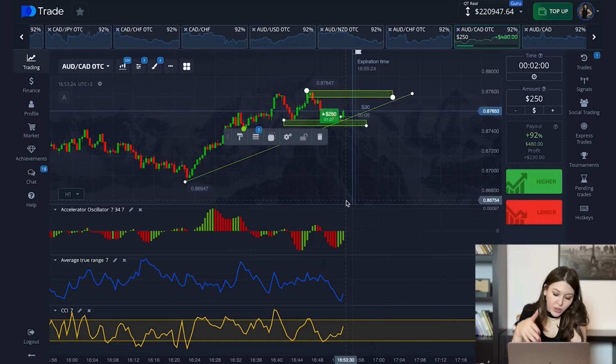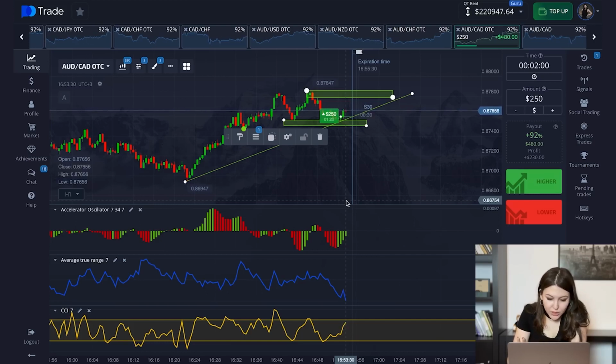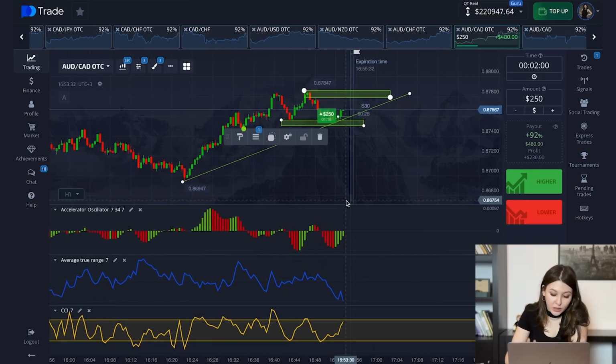And also on the oscillator we can see that we have buyers on the market. On the average true range we have this flexible tail and breaking line moment that's showing us that we can go higher.